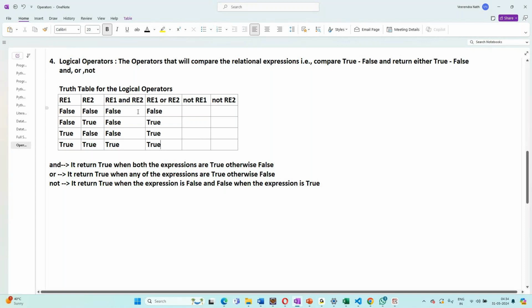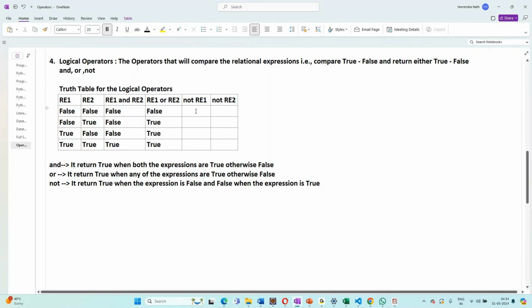Now what are we looking at? We are looking at the OR operation. What does an OR operation say? It says that if at least one is true, I will return true. If both are false, no chance, I'll return false only.